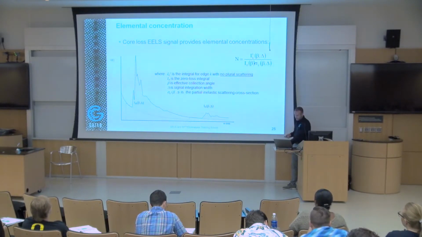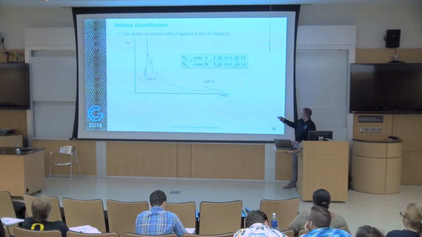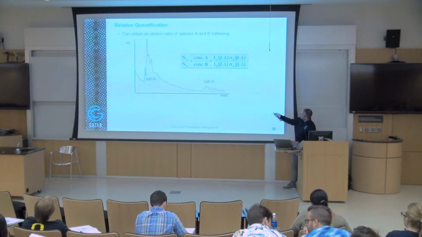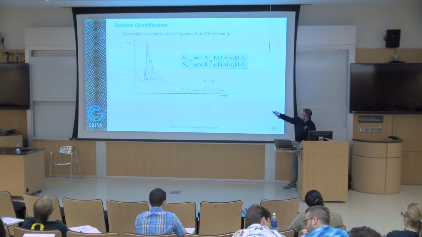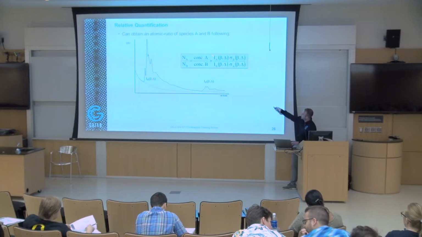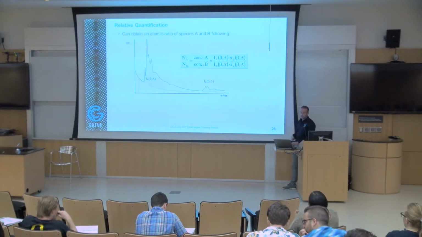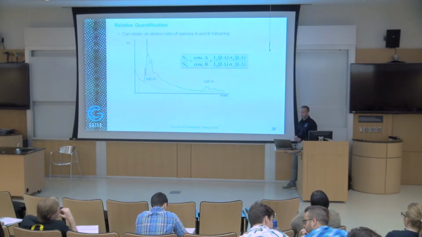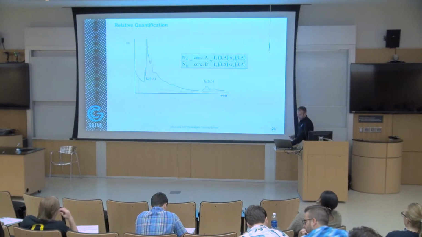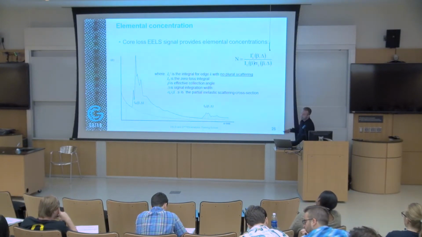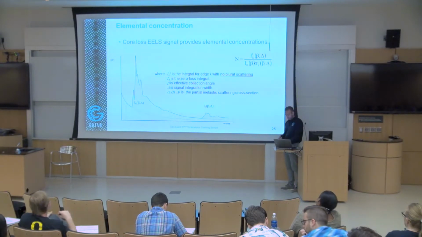So essentially the quantification now will be just the ratio between the intensity of element A, the cross section, divided by the intensity of the edge B here, given certain conditions, and also the cross section. So this is basically IA divided by cross section A, divided by IB divided by cross section B. So if you're talking about relative quantification, you don't need I0, which is the intensity of the zero loss peak, essentially.